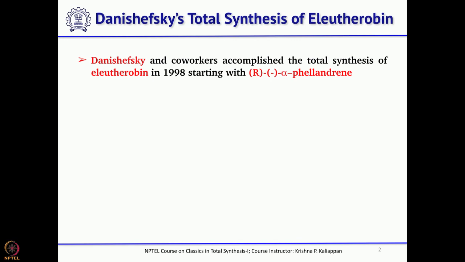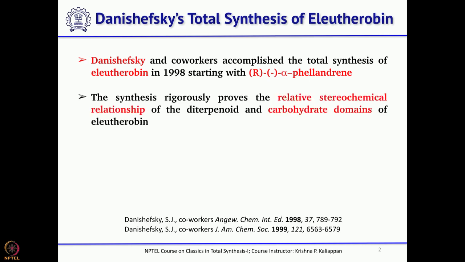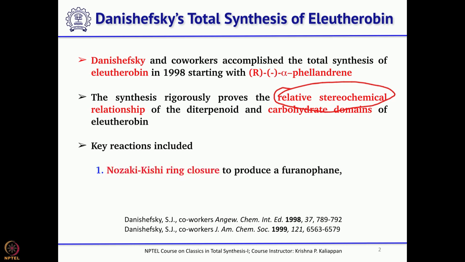In the case of Nicolaou's total synthesis, he started with the monoterpene, and here Danishefsky started with another monoterpene called alpha phellandrene. His work required a lot of stereochemical studies, particularly with respect to carbohydrates, so that he could prove the correct isomer of the final natural product, that is Eleutherobin. And his total synthesis involved three important key reactions. One is the Nozaki-Hiyama-Kishi ring closure reaction to form the ring.